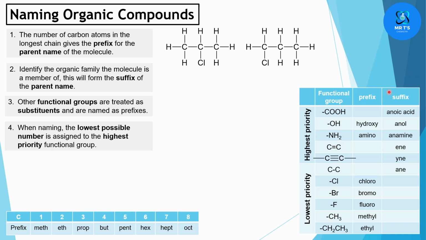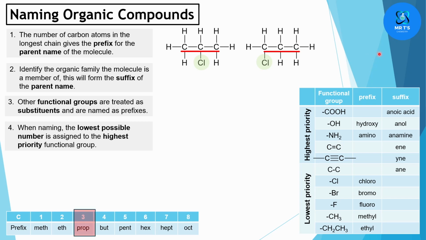So these two molecules look similar. They both have chlorine substituents, chlorine functional groups coming off the chain. And they both have 3 carbons in a row, right? So they're both chloropropane, but as we can see, they're different. This chlorine comes off the middle and this chlorine comes off the end. So how do we show that difference?